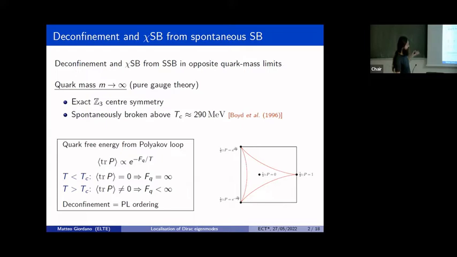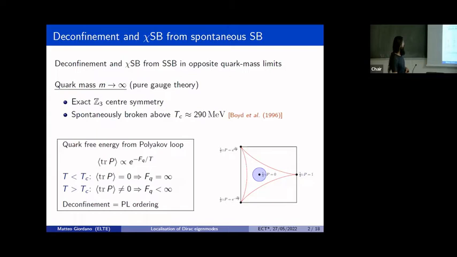The best known order parameter for this symmetry is the expectation value of the Polyakov loop, the holonomy of the gauge field around the compactified temporal dimension, which is related in this way to the free energy of an isolated quark. So at low temperatures, the expectation value of this order parameter is zero, the free energy is infinite and the quarks are confined. If you look at typical configurations, the spatially averaged Polyakov loop falls around zero.